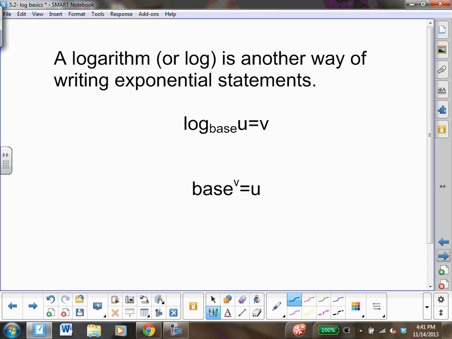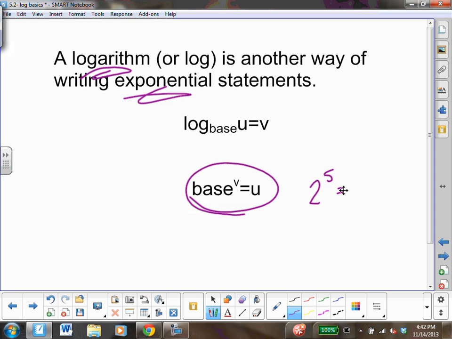The logarithm, or log, is another way of writing an exponential statement. And again, if you understand the properties of exponents, then you can understand the properties of logarithms, because they go hand in hand. So first, let's look here. This would be an exponential statement. You have a number that's your base, the power, and then your answer. So for example, 2 to the 5th power equals 32.